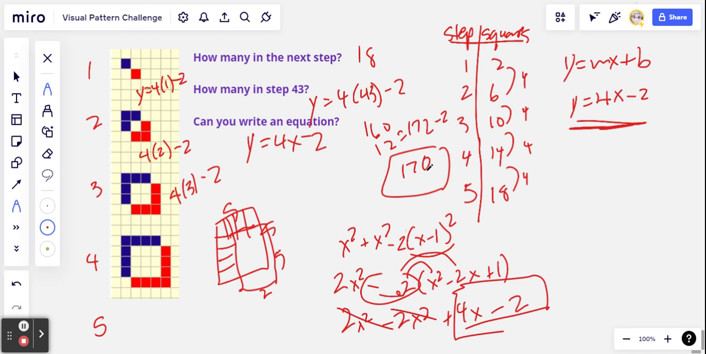Well, how did that go for you? I'm curious to hear about this one. Did you see this as a pattern of squares, or did you just count the numbers and figure out it was a linear pattern and not a quadratic right away?